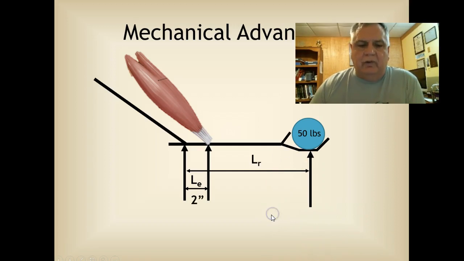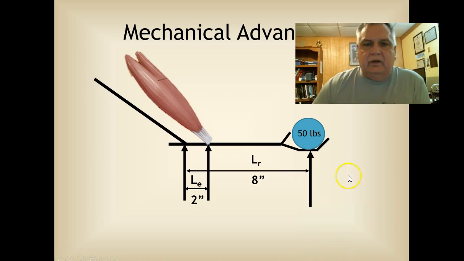Okay, let's put some numbers to this. Let's say the length of the effort arm, where this muscle attaches to the forearm at the insertion point, is about 2 inches from the fulcrum. The length of the effort arm then is going to be 2 inches. The length of the resistance arm, let's say that the length from the fulcrum to where the resistance is applied is approximately 8 inches. So the length of the resistance arm is going to be 8 inches.